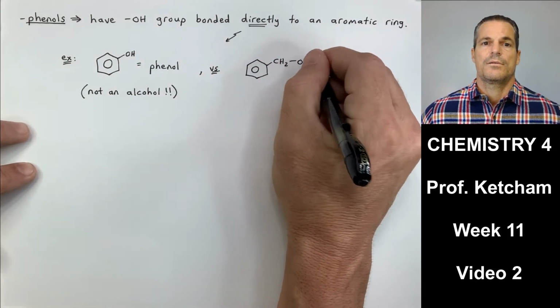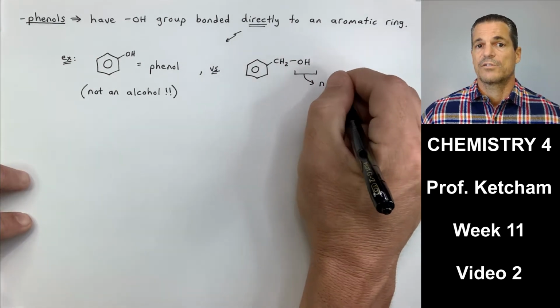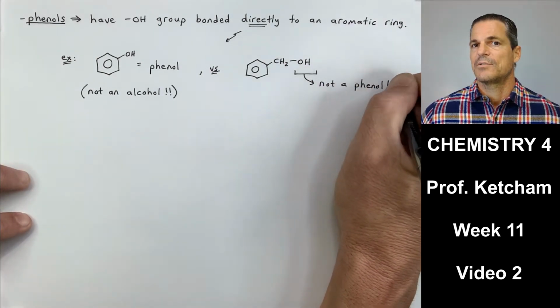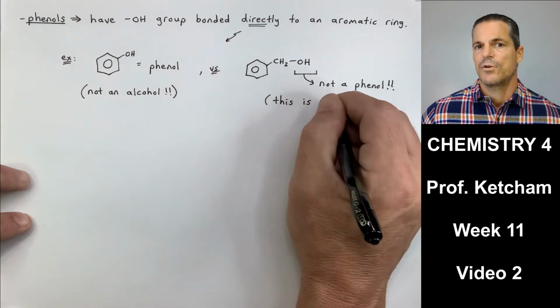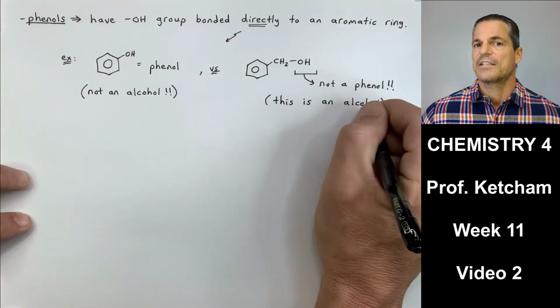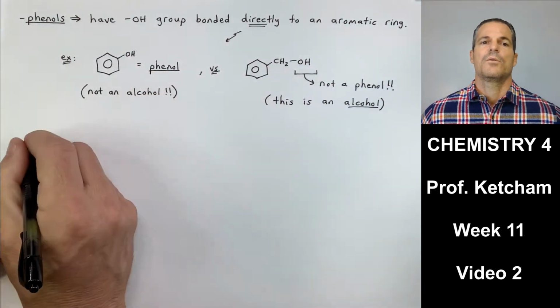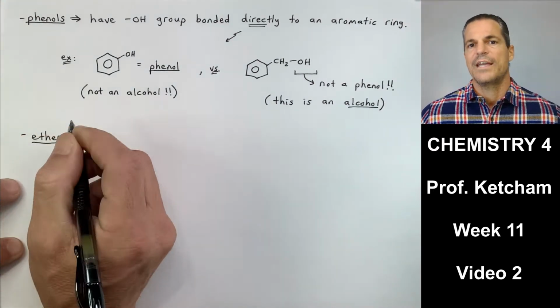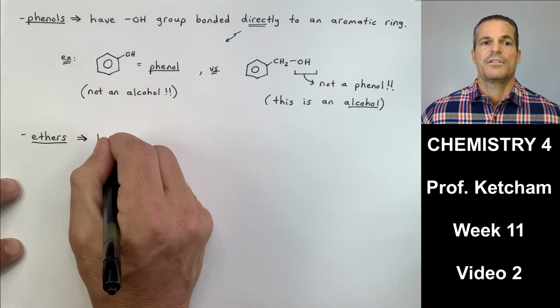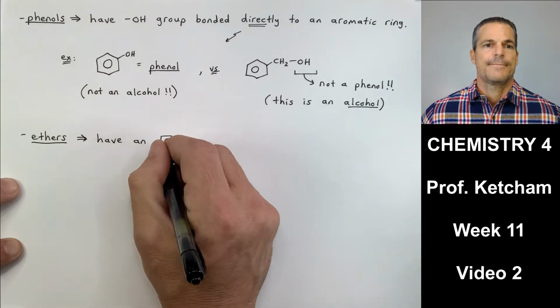This is a phenol. Now, the other one I've drawn next door, see how the OH is not attached directly to the ring? It's attached to the CH2 group. This is not a phenol. This actually is an alcohol. So the one on the left is phenol. The one on the right is an alcohol, which I'm not going to name. Not at this time, anyway.